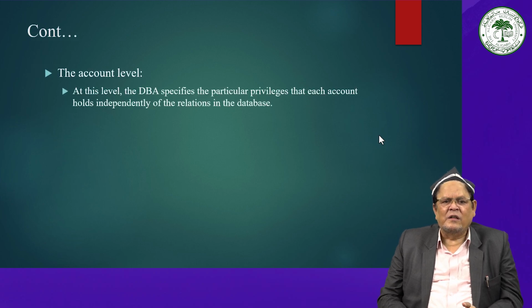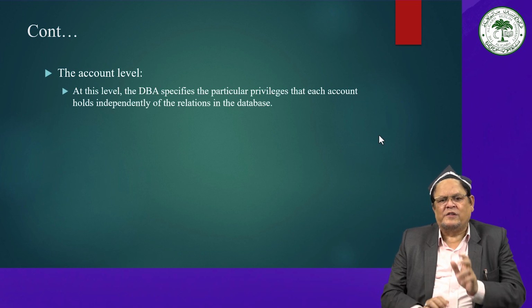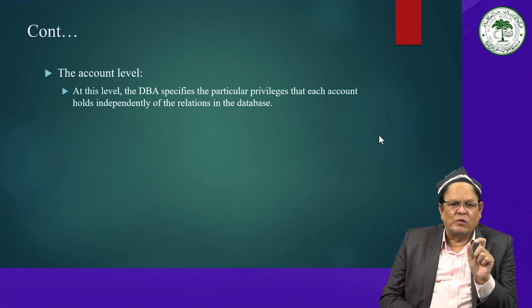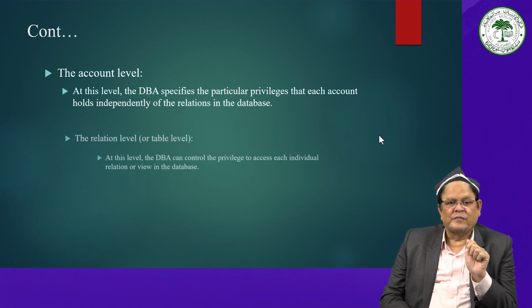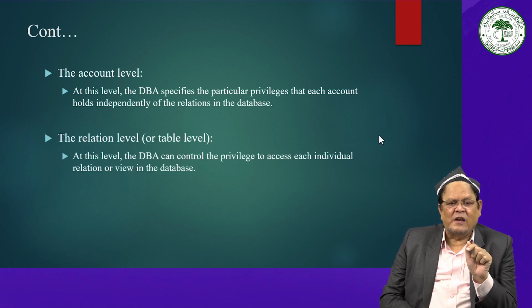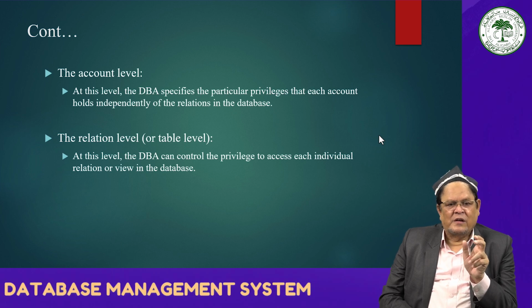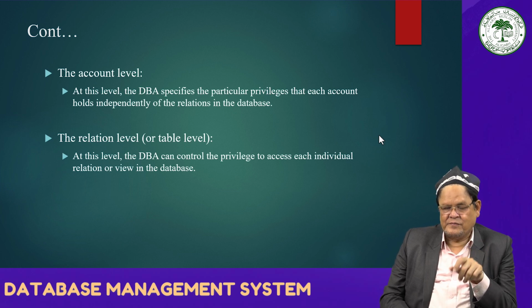In the account level, the DBA specifies the particular privileges that each account holds, independently of the relations in the database. Relational level means the table level, you can say. At this level, the DBA can control the privilege to access each individual relation or view in the database.